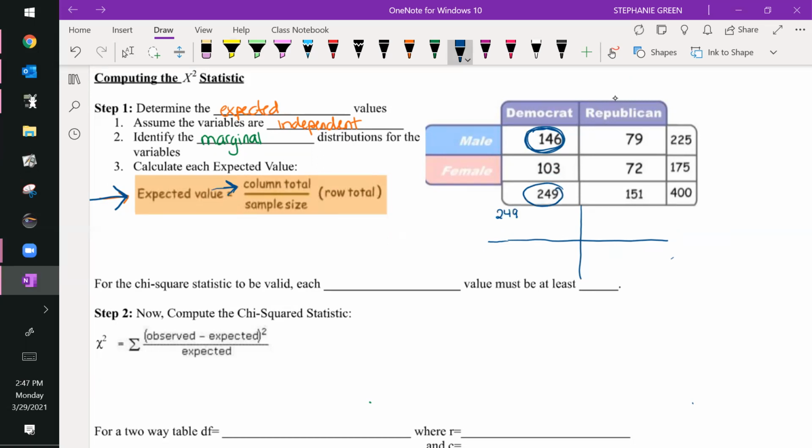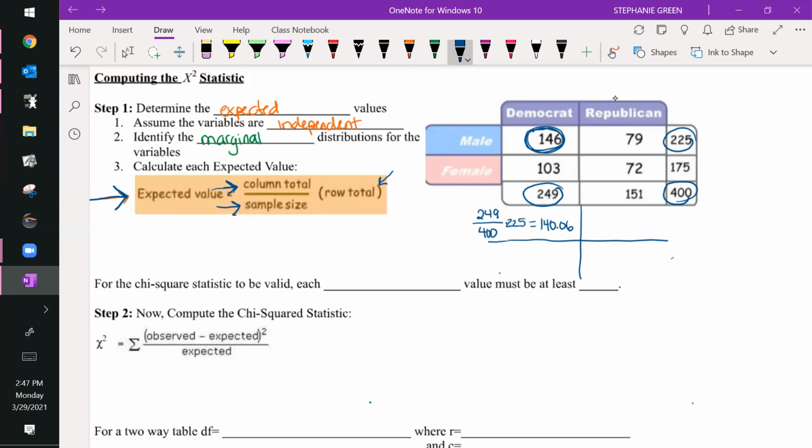I'm going to divide that by my sample size, which is 400, and then multiply it by my row total. So the row total for male Democrats is 225. When I do that, I get 140.06.